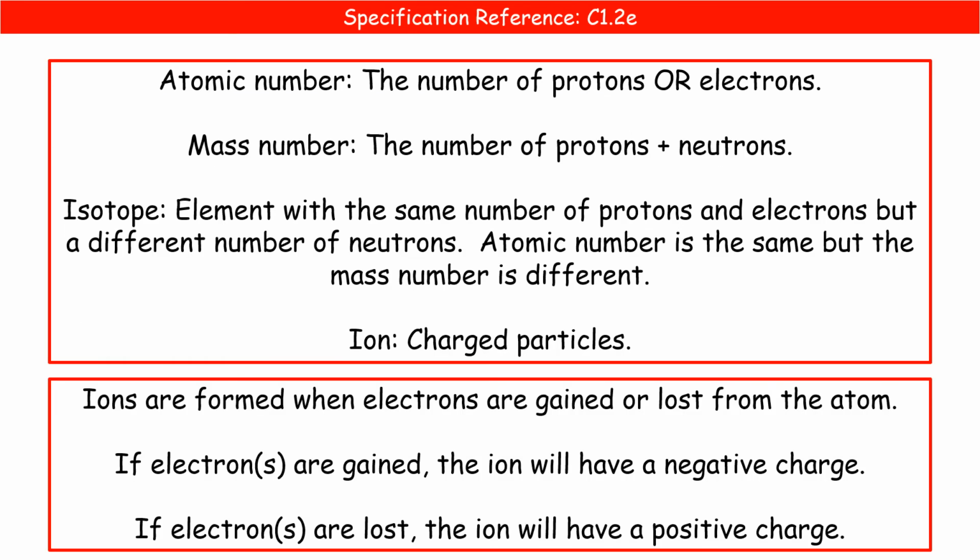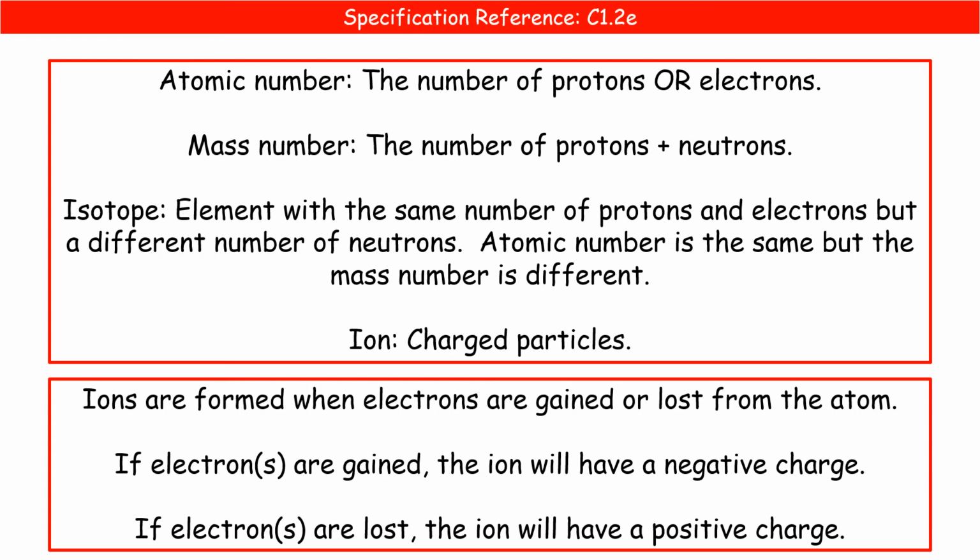We've now got a couple of other key terms we need to know, atomic number and mass number. When we're talking about the atomic number, this is going to tell us the number of protons or the number of electrons. In an atom, they are the same. So however many protons you got is the same as the number of electrons. The mass number tells us the number of protons plus the number of neutrons. So if you wanted to work out how many neutrons there were, all you do is mass number minus the atomic number.